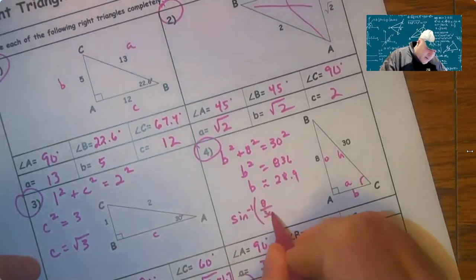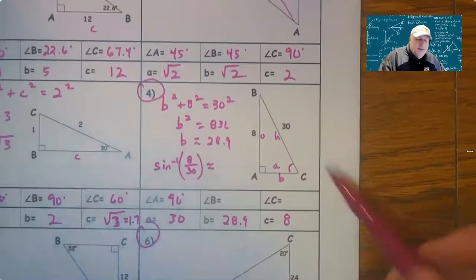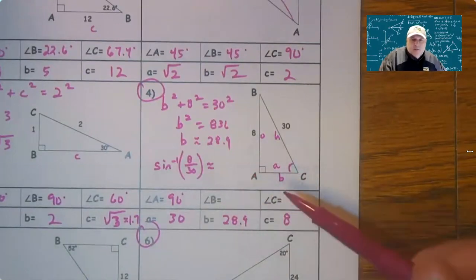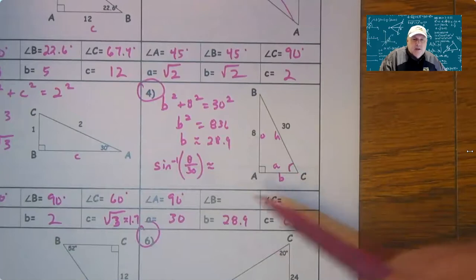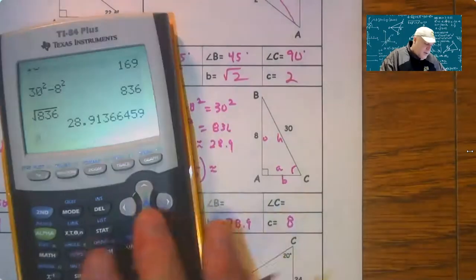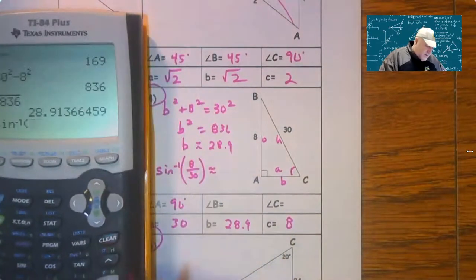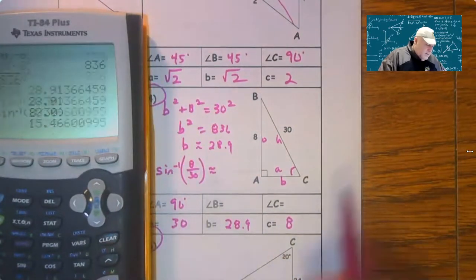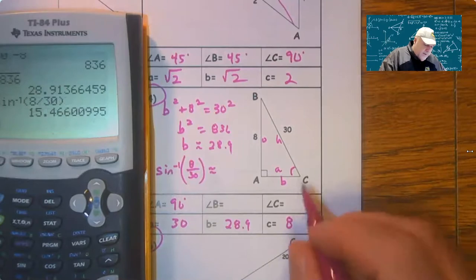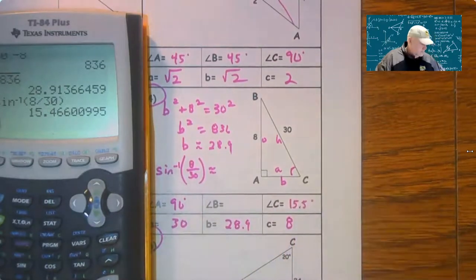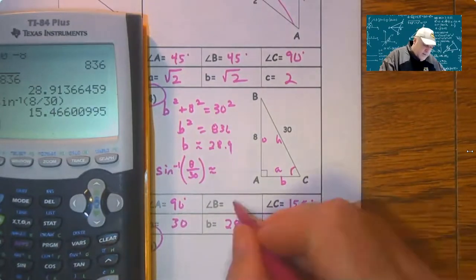Now we can do that whole setup: sine of C equals 8 over 30, and then do the sine inverse on both sides. You don't need to do that. You just do sine inverse, cosine inverse, tangent inverse to get the result. So 8 over 30 gives 15.5 degrees for C. And then you do 90 minus 15.5, and that's 74.5.